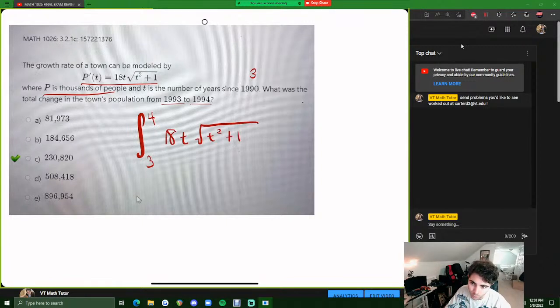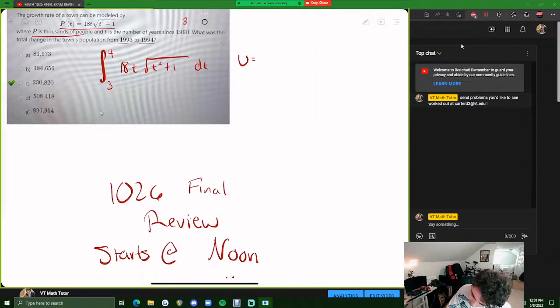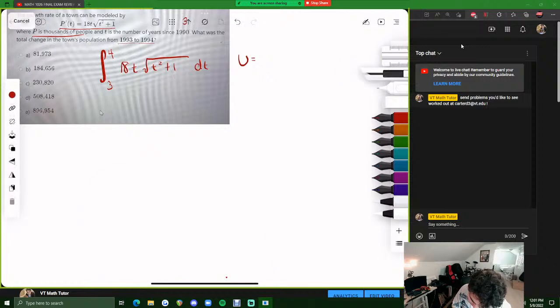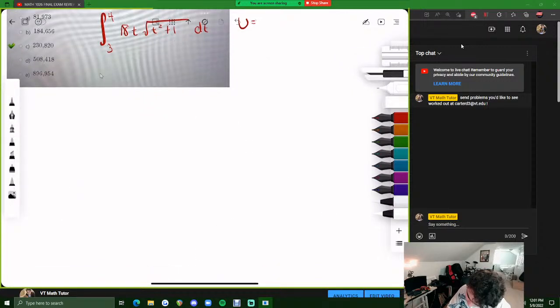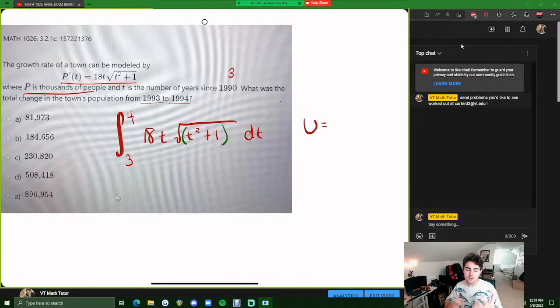So putting this in the format of an integral allows us to at least get an idea of what we're solving for. So we want to find the antiderivative of this function and then evaluate it from 3 to 4. And so the first thing we want to do, since it's a U substitution problem, is identify what our U is. In this case, our U value is typically what's on the inside of some other outside function. Like in this case, the square root is containing that t squared plus 1.